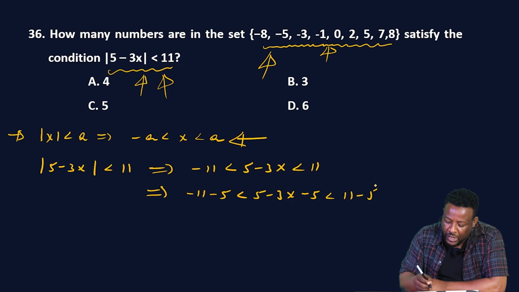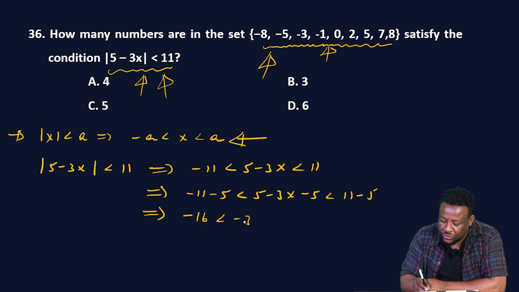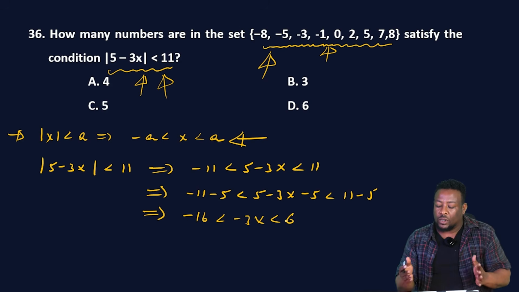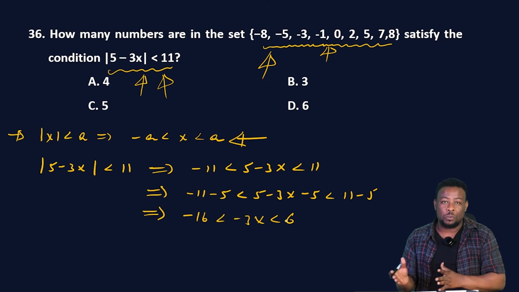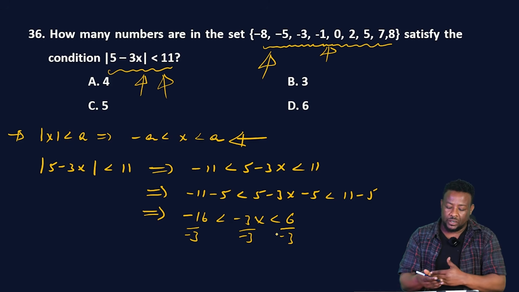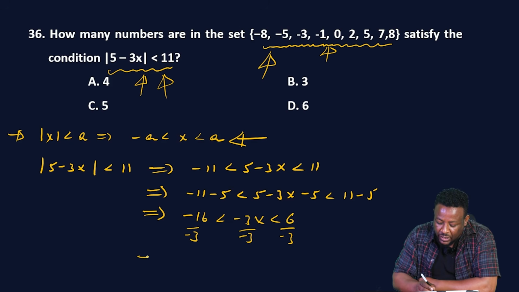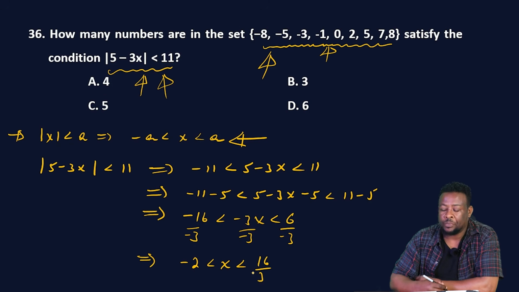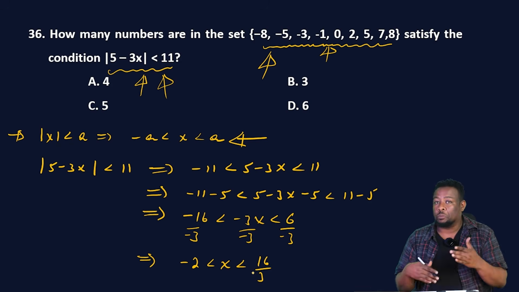Okay, so ይሄ ምን ይሰጠናል? minus 16 less than minus 3x. This is less than 6 እንደማለት ነው. Okay, now we have inequalities containing negative in the middle. So we can divide both sides by -3. Here now the inequality will be reversed. Okay, when we reverse the inequality, the result will be minus 2 less than x, x less than 16 over 3 ማለት ነው. Okay, 16 over 3 ማለት 5 point something ማለት ነው.